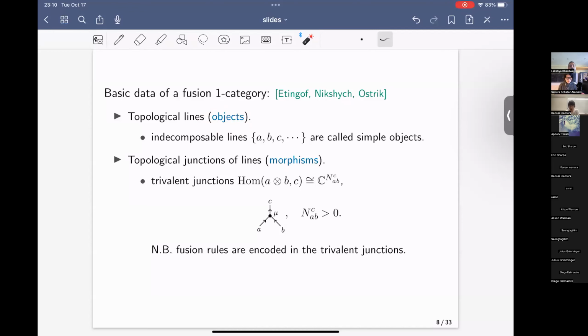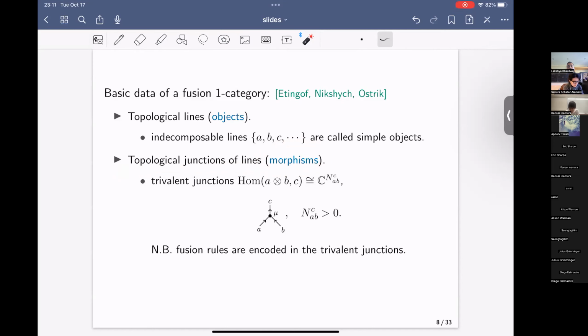And when a topological line is indecomposable, namely when a topological line cannot be written as a direct sum of other topological lines, then this topological line is called a simple object. And these simple objects are denoted by small letters a, b, c, etc. And here, the number of simple objects is finite, and any topological line can be written as a finite direct sum of these simple objects. And the second datum is a set of topological junctions of topological lines. And these topological junctions are called morphisms. And the most fundamental ingredients or building blocks of these topological junctions are trivalent junctions, because any topological junction can be decomposed into a bunch of trivalent junctions.